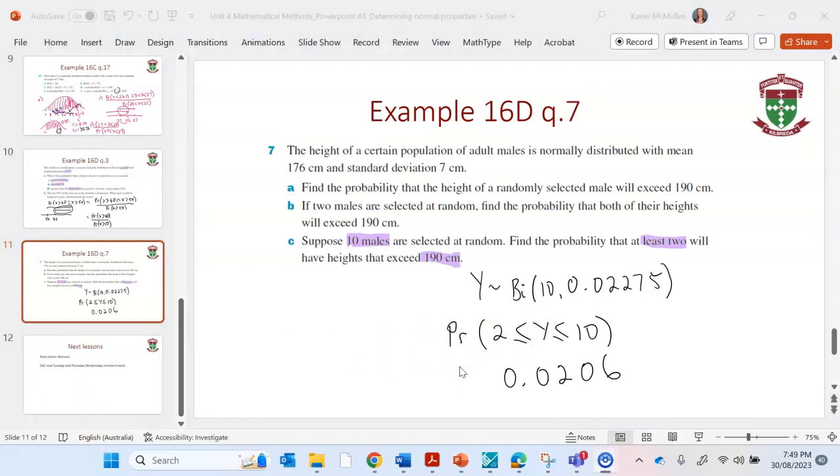So just think you're maybe going to the football and you just pick out 10 males at random. What's the probability that at least 2 of them will be greater than 190 centimeters? So you think that would be quite low. All right, 190 centimeters is like Mr. Blackshaw high. So it's very rare. So that's why you've got quite a low probability.